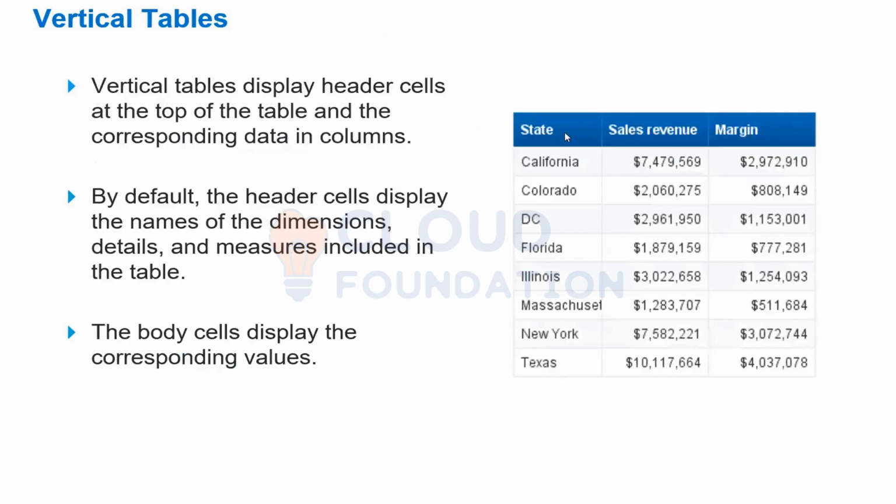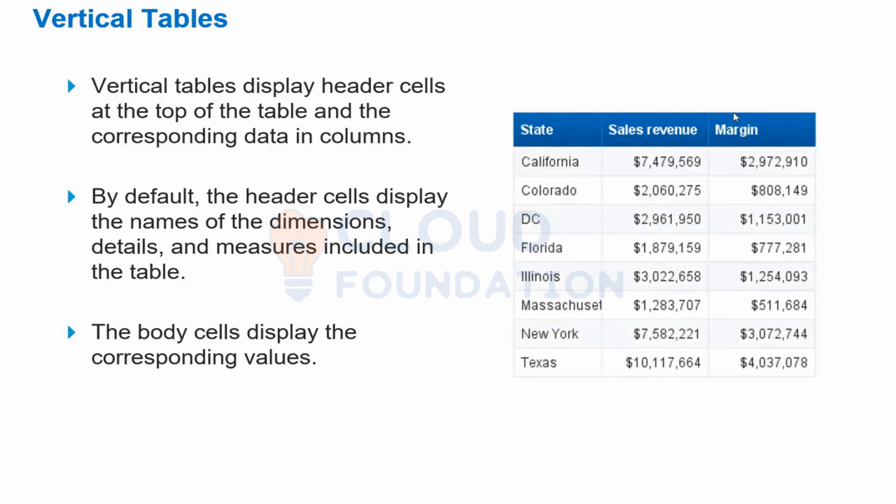This is the vertical table. It looks like a normal table. It is showing columnar based, row wise data. That is, vertical tables display the header cells at the top of the table and the corresponding data in columns. Though the header is shown in the top of the table and the data is in the columns.